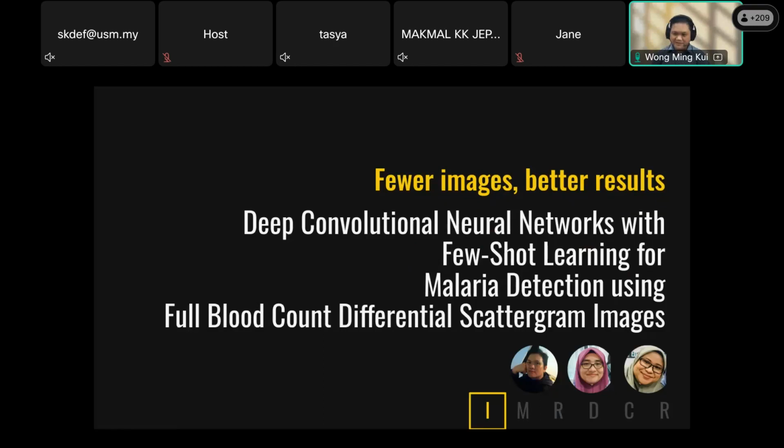Okay, malaria detection at the moment, I think most of us here know what malaria detection is. I'll explain a bit more later on in my slides, as well as full blood count, FBC, and differential. This will also be explained in my presentation later.